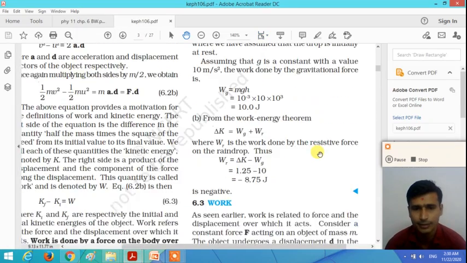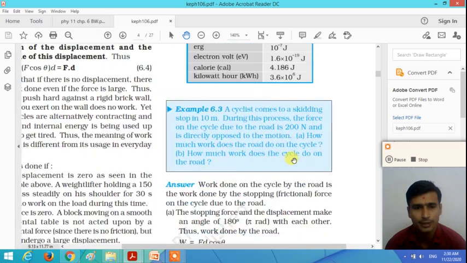Now example number 6.3 of the textbook. Let us see the sentence of the example number 6.3.